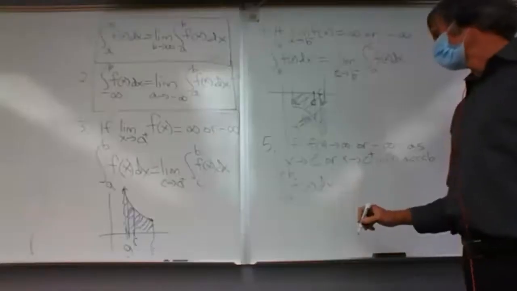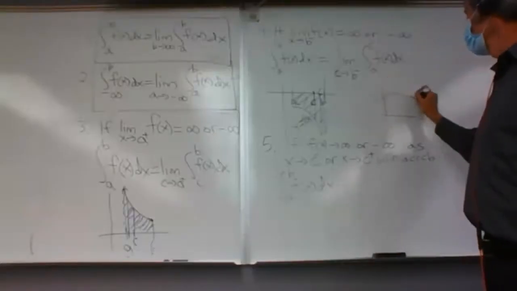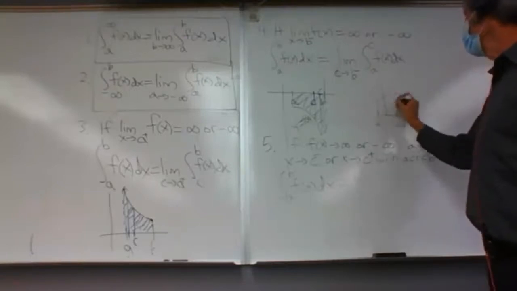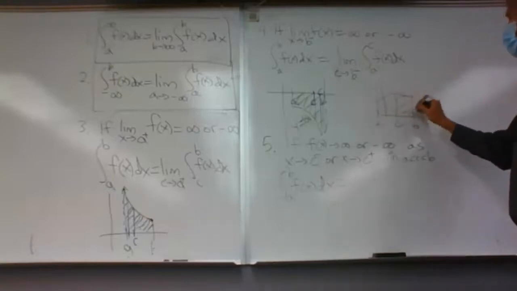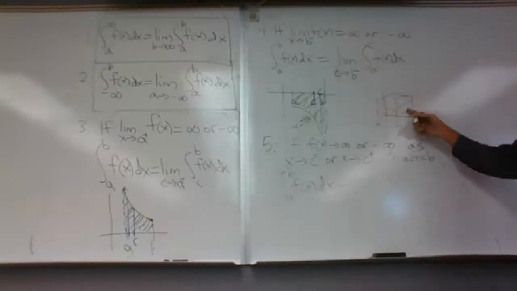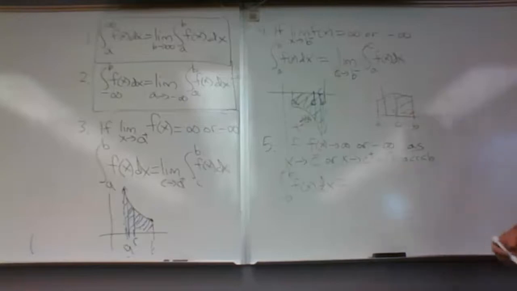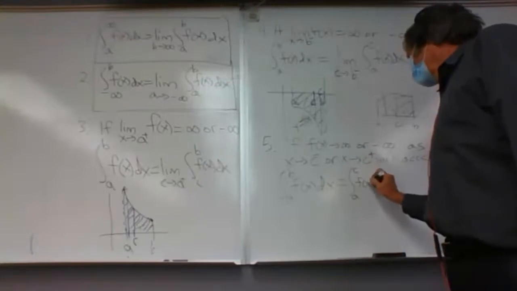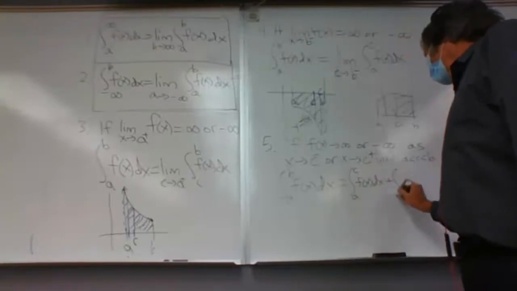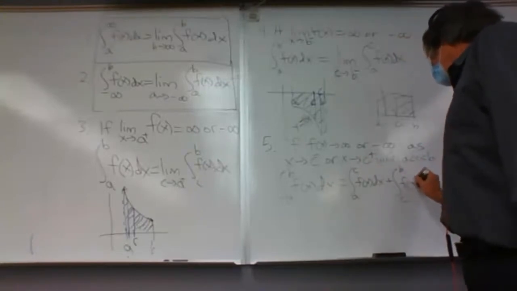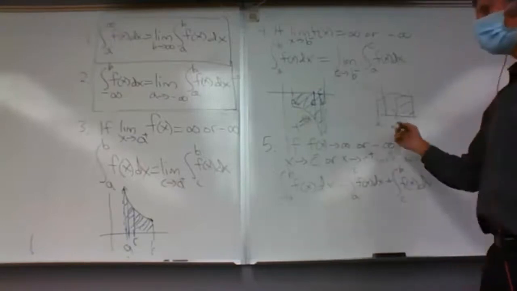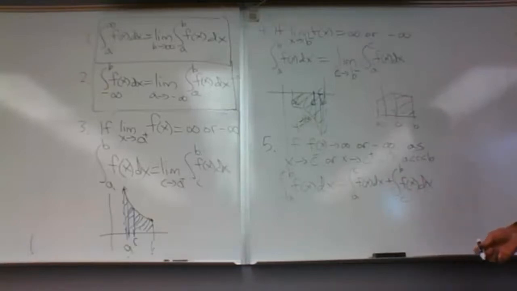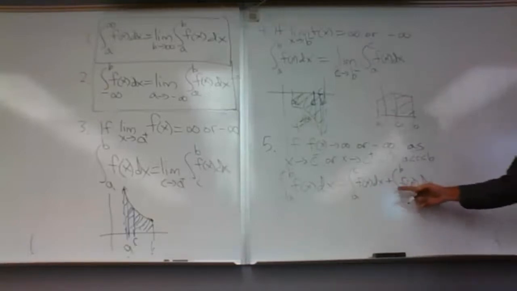Remember from calculus 1, if you wanted an area under the curve from a to b, you could take the integral from a to c and add it to the integral from c to b. We're going to say this one is the integral from a to c, f of x dx, plus the integral from c to b, f of x dx. Genius, right?